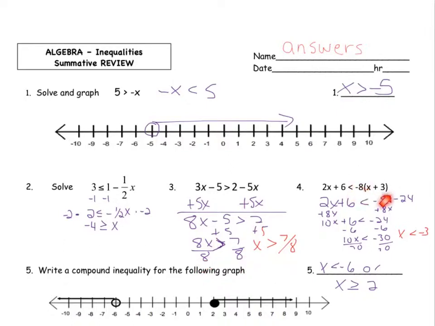Here I needed to use the distributive property first. So if you didn't get this answer, check to see if you used the distributive property correctly. Added 8x to both sides and solved from there.